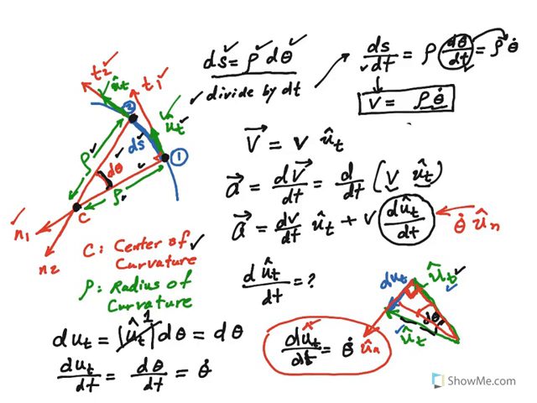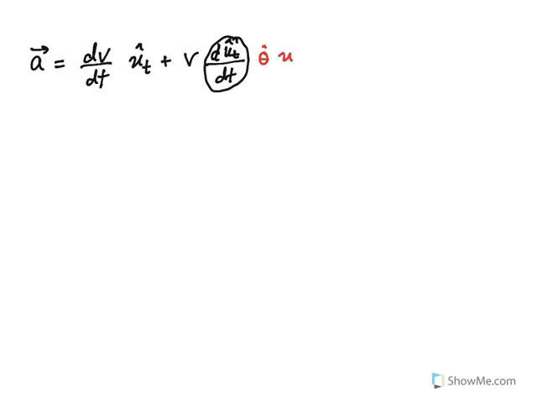So let me move to the next page and finish this up for you, and then I'll make some general observations about the two components. So let me rewrite the acceleration. Remember, acceleration, let me go back to black here. Acceleration was dv dt u sub t plus v times the time derivative of u sub t. And this guy became theta dot u sub n. So if I rewrite this now, a becomes dv dt u sub t plus v theta dot u sub n.